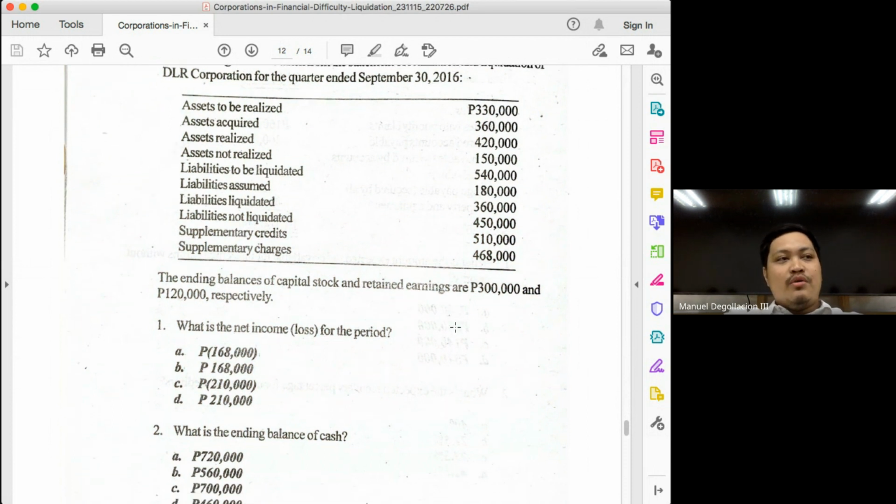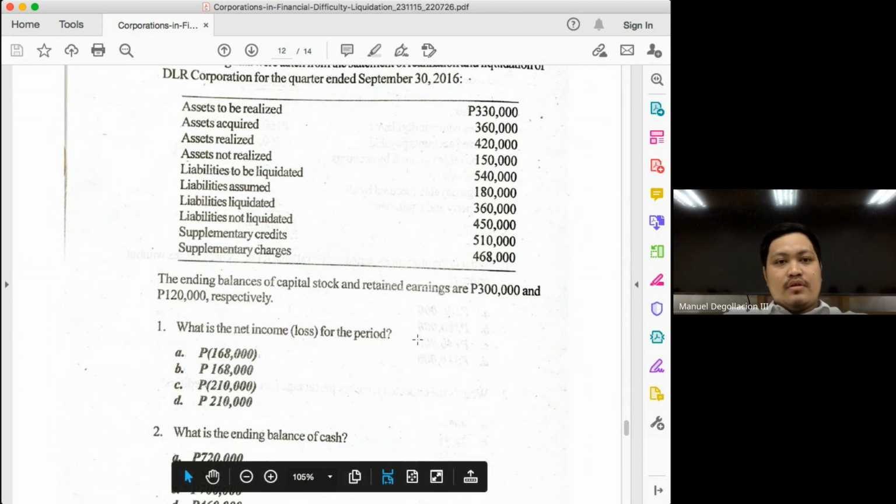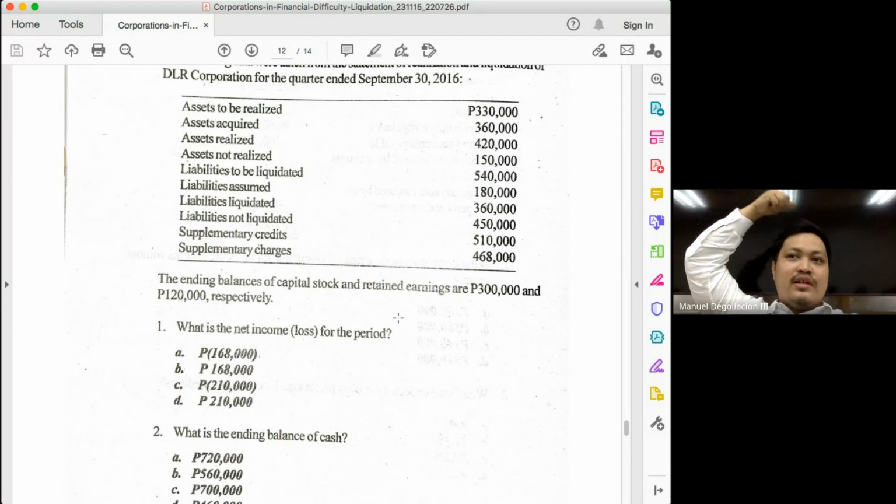Okay, so we have determined, we have identified our ending asset balance, class. How much is our ending asset balance? Assets not realized, how much? 150. And then that will be on our asset side. And then equal to liabilities plus equity. How much is our liabilities ending?